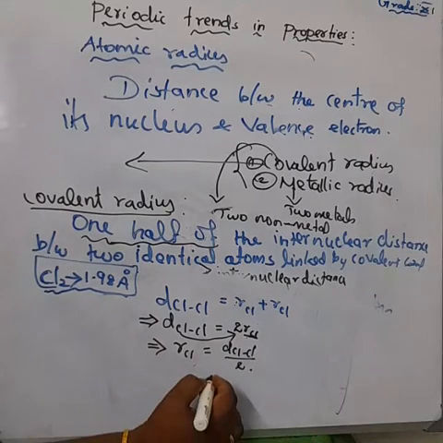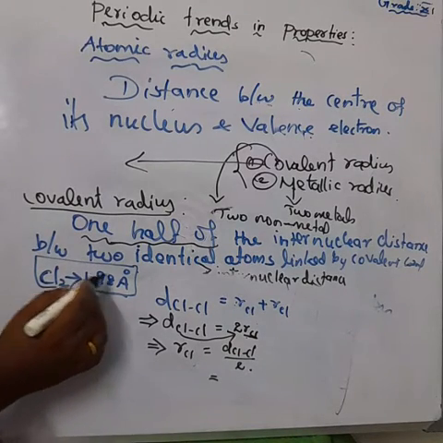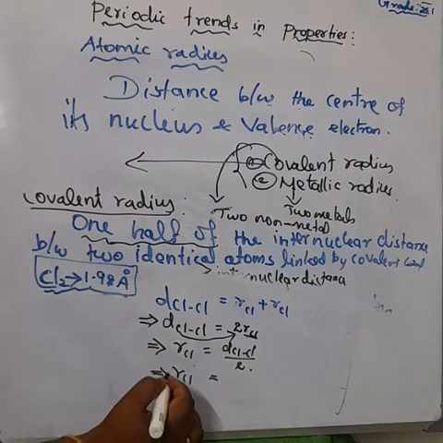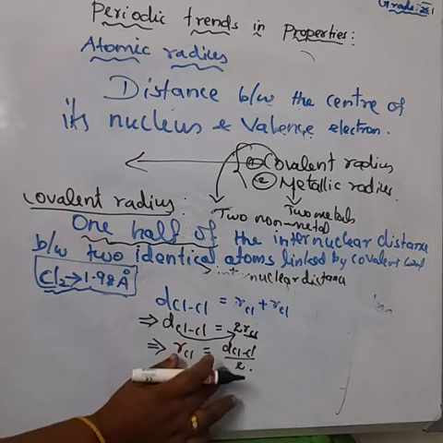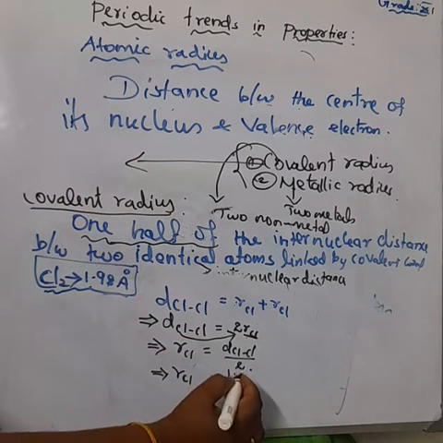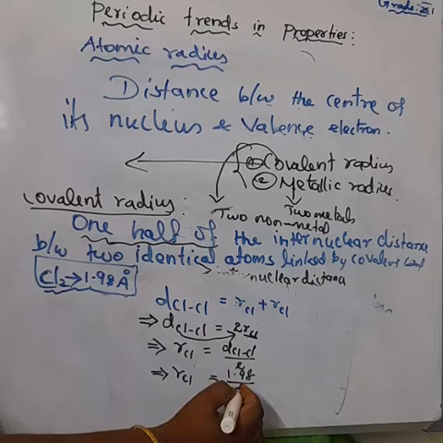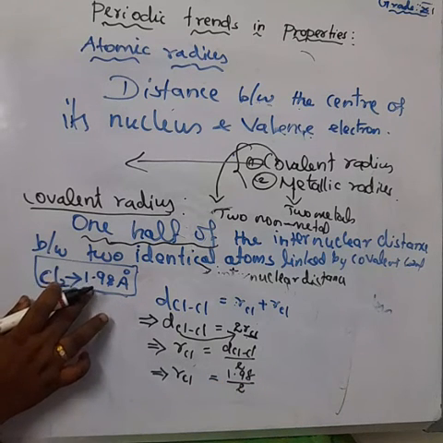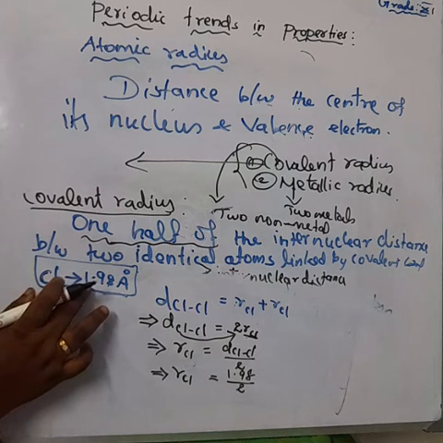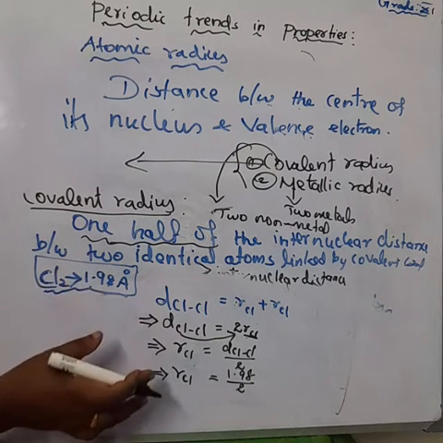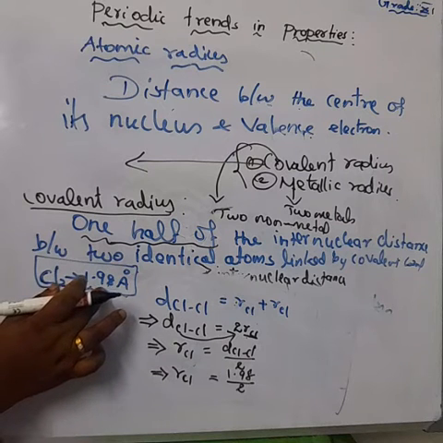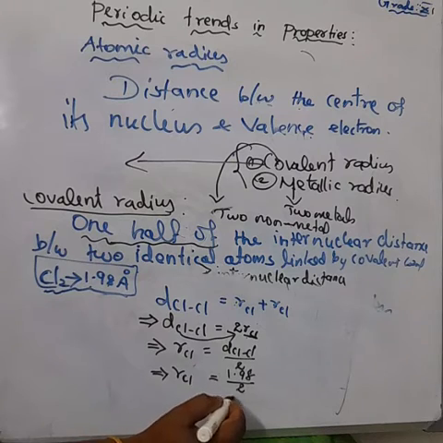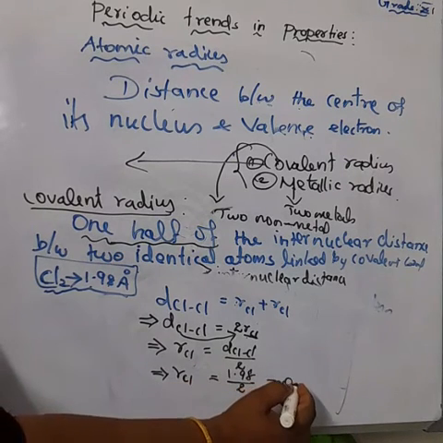Here, the radius of chlorine is equal to, what is the internuclear distance measured experimentally between the two chlorine atoms? 1.98 Angstrom, divided by 2. So we get 0.99 Angstrom.